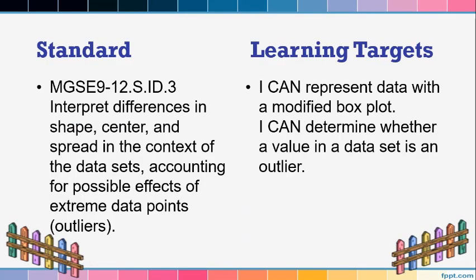All right, so today's learning targets. I can represent data with a modified box plot. So we're still going to be looking at those box and whisker plots, but we're going to modify them a bit when we have an outlier. And the second learning target is that I can determine whether a value in a data set is an outlier.